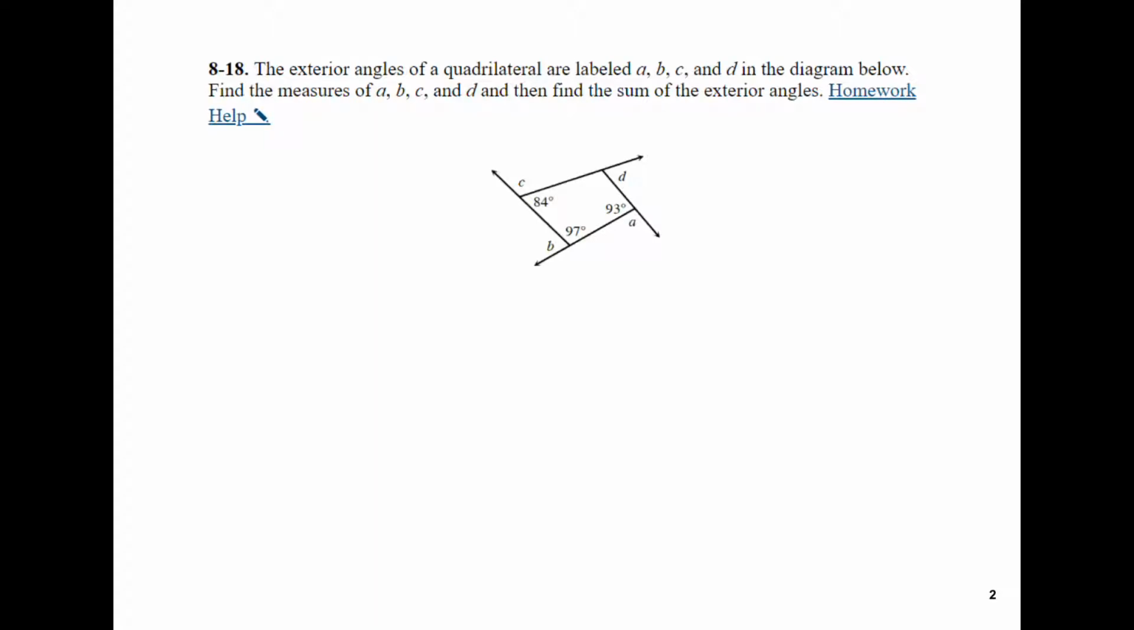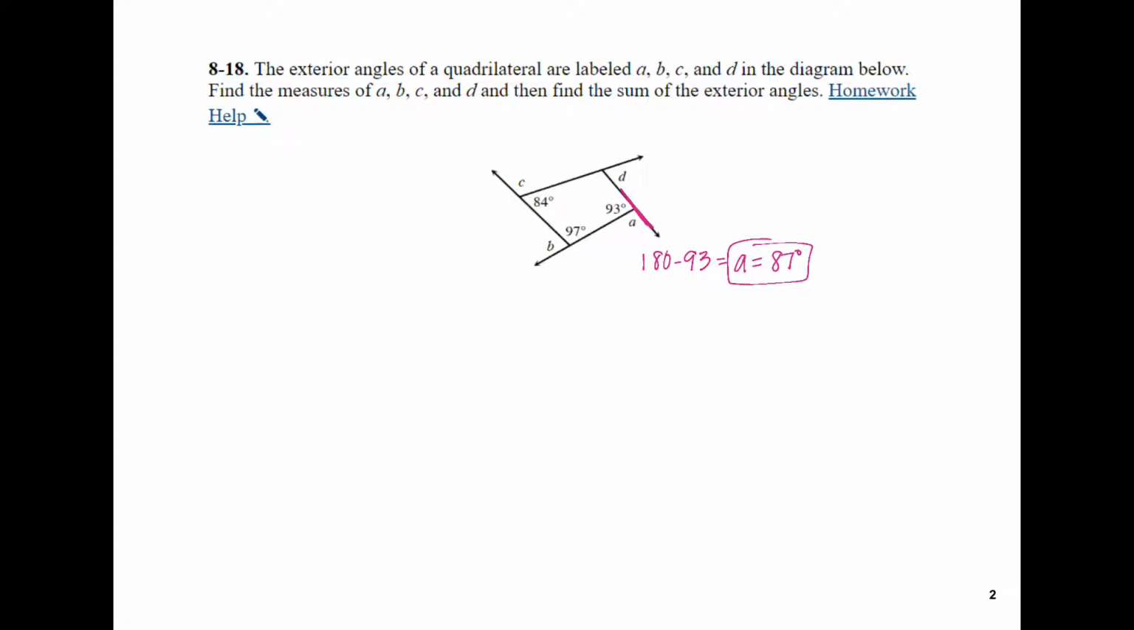818, the exterior angles of a quadrilateral are labeled A, B, C, and D in the diagram below. It wants us to find the measures of A, B, C, and D, and then find the sum of all the exterior angles. So I know that my straight lines equal 180 degrees. So if I take 180, because it's my straight angle, and subtract 93 degrees, I know that angle A is equal to 87 degrees.